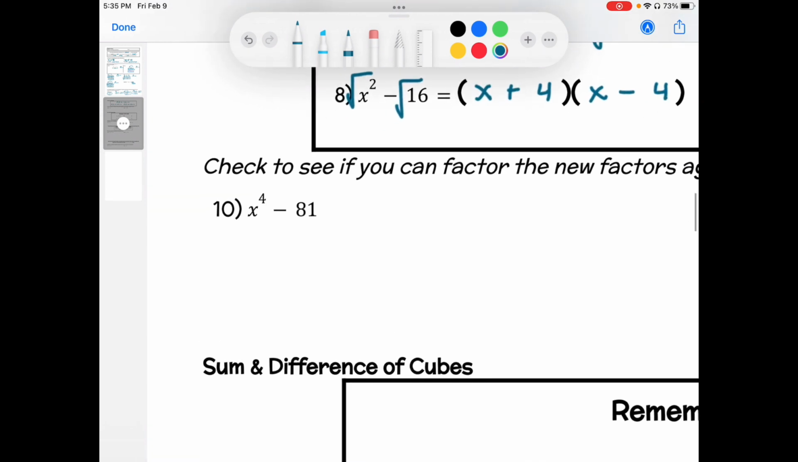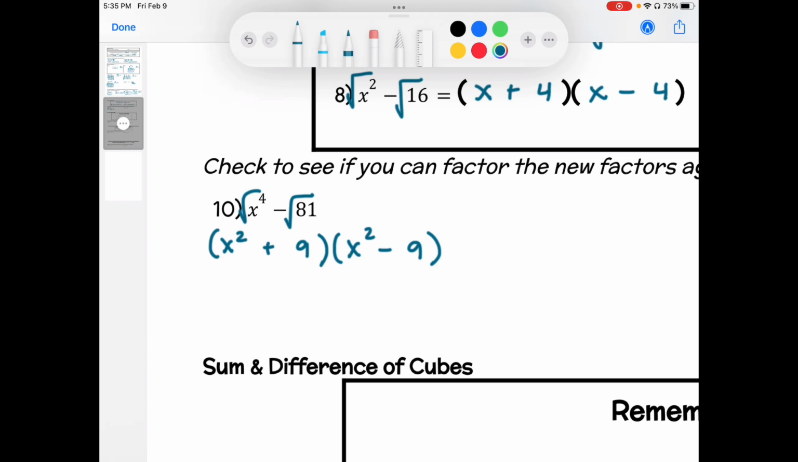All right, I'm going to do number 10 and I'm going to leave number 11 for you to do. So make sure you do that so that you can get full credit. So number 10, we're going to take the square root of both of these. And the square root of x to the 4th is x squared. The square root of 81 is 9. And we're going to do plus, minus.